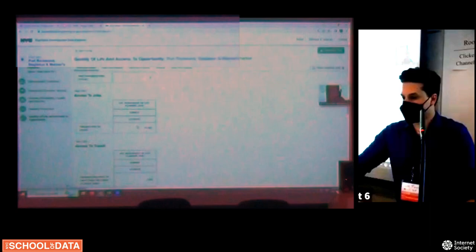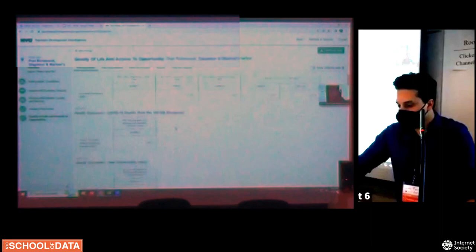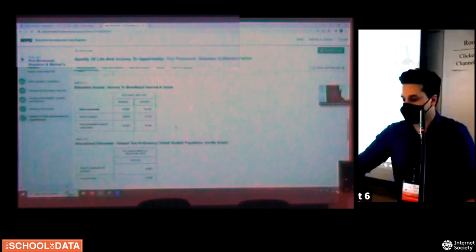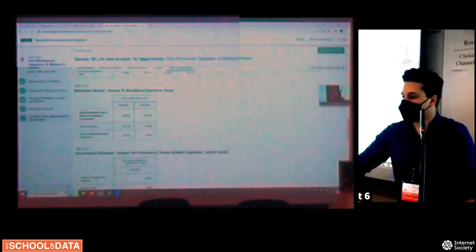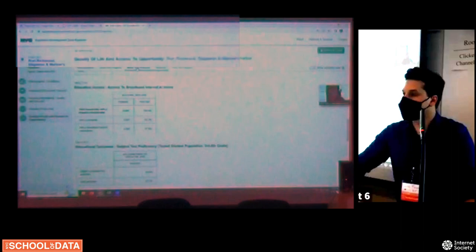And we looked at education access to broadband internet at home. Within Staten Island, our neighborhood, 66% of people have broadband internet subscriptions, the small population. But with Asian and white Hispanics, it's above that average. With Black non-Hispanics, as well as Hispanics, that number is quite low. It's just a little bit over half.